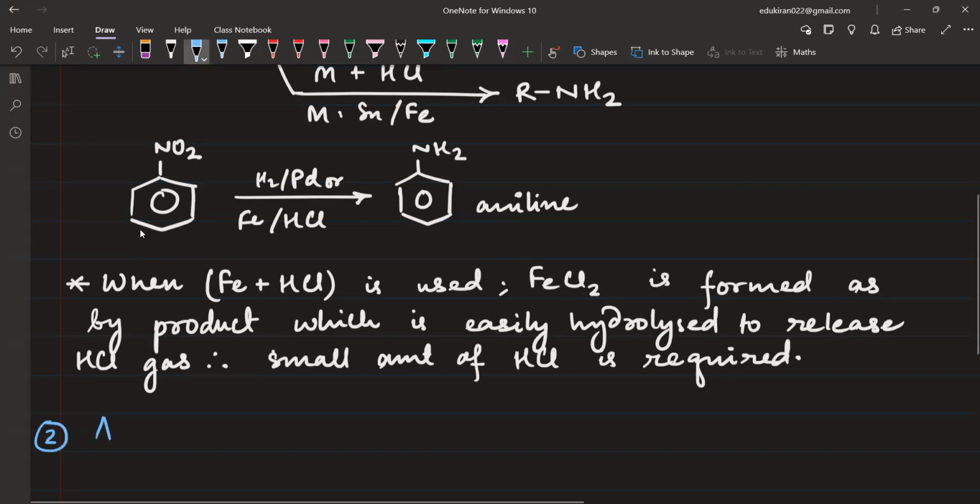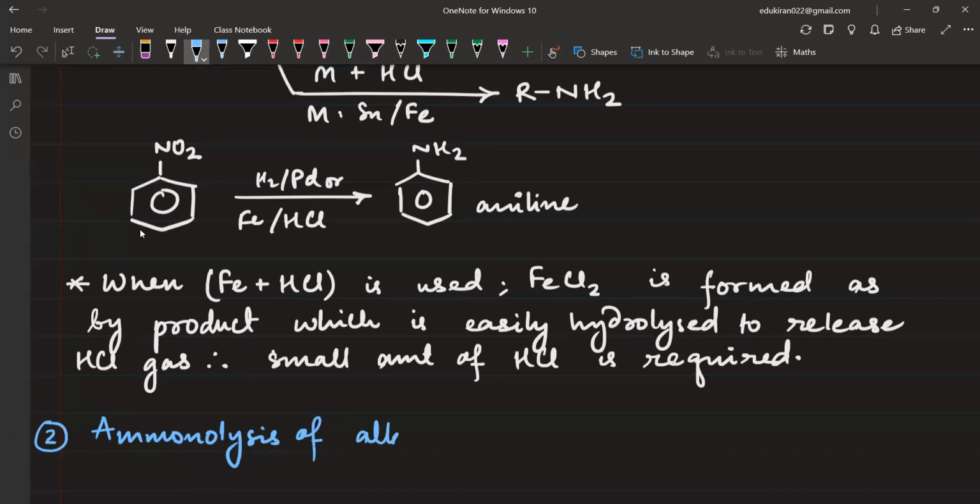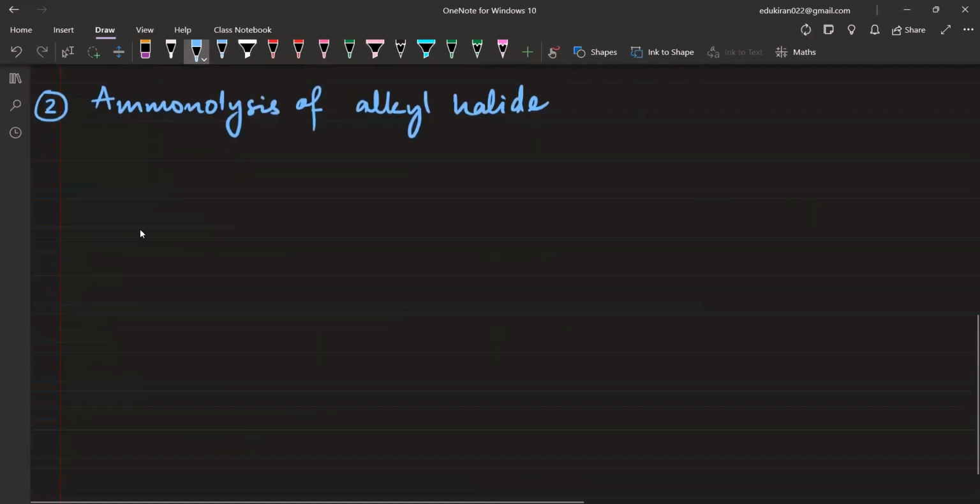Second is ammonolysis of alkyl halide. Now, this is an important method of preparation. Look at this carefully, some questions can come from it.